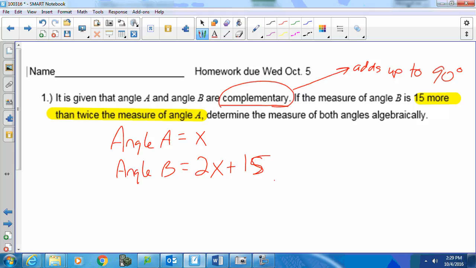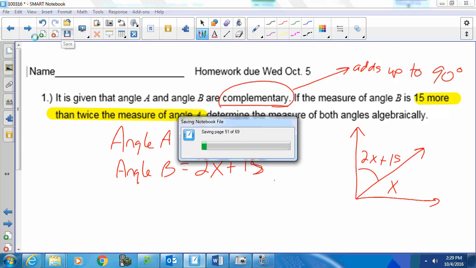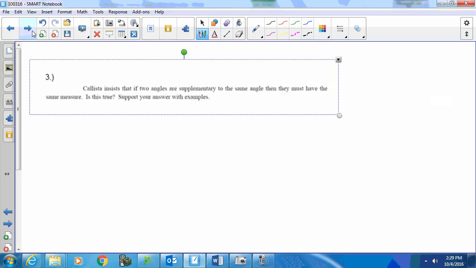Right, so now basically what you have is angle A is X, and angle B is 2X plus 15. So I've basically given you just about 75% of the problem. So you can finish the rest, all right? Let's go on to number 3.